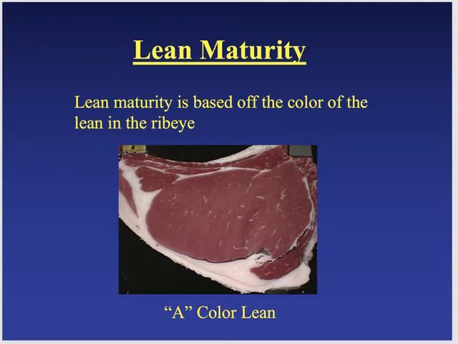Another thing we look at is the lean maturity that goes in the maturity score. Lean maturity is based off the color of the lean and the ribeye.